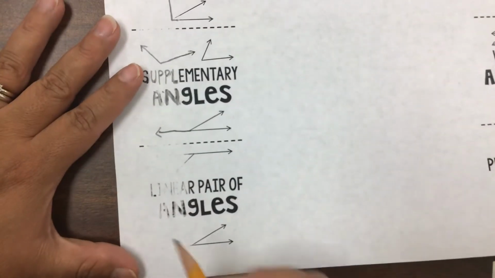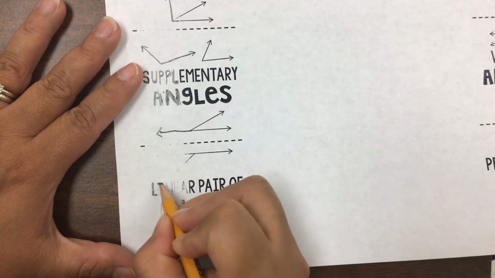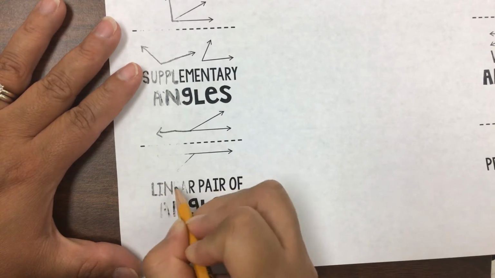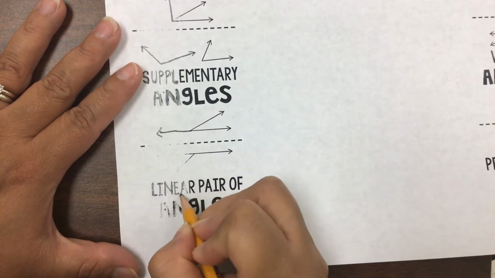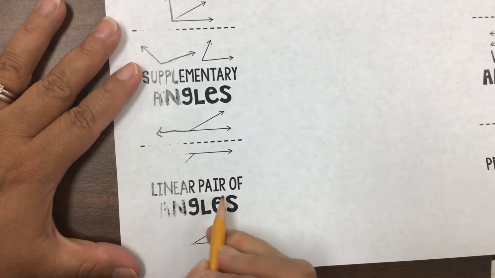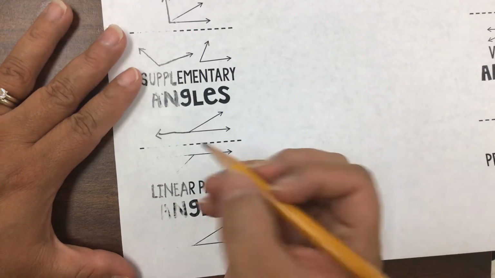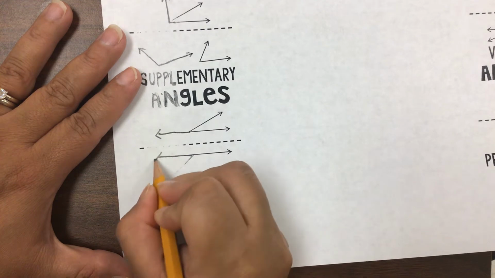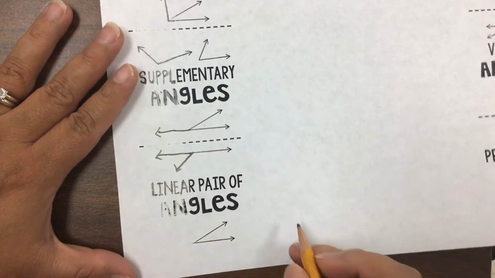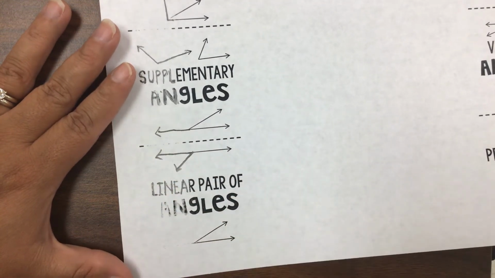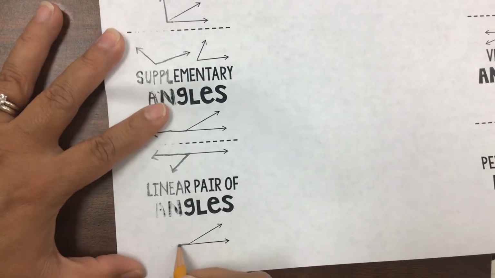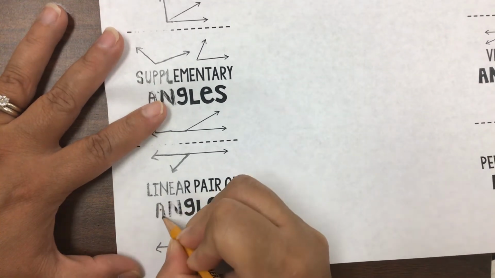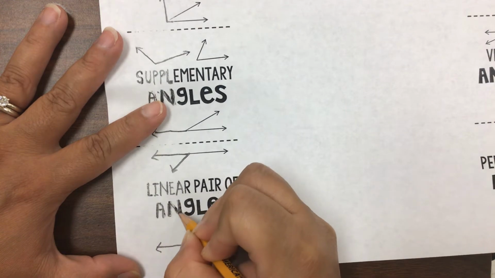Right here we have a linear pair, and what happens is that this is two angles that make a line, and that's why it's called linear pair, a pair of angles. Okay, and then these will always be together because together they form a line, and then this is supposed to be angles.